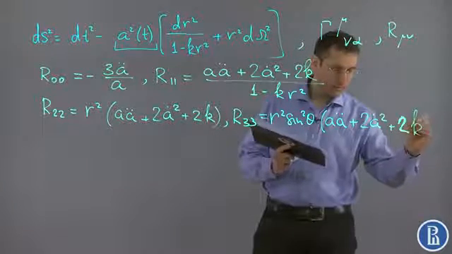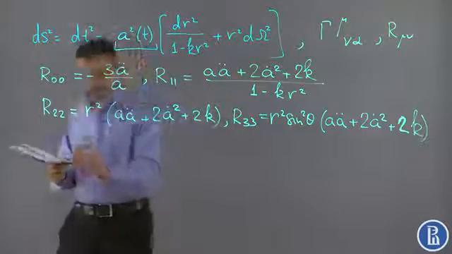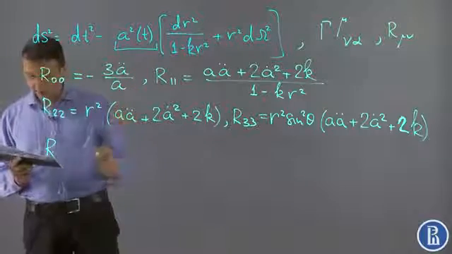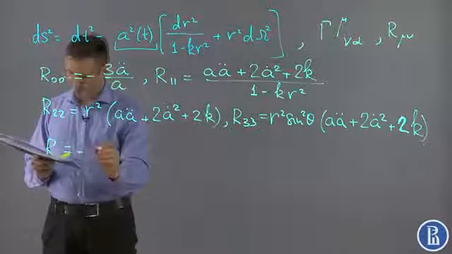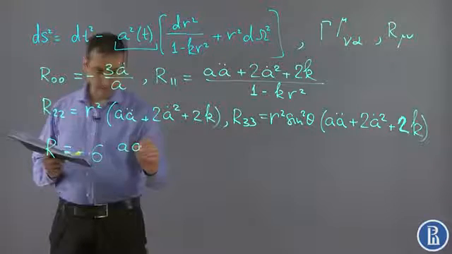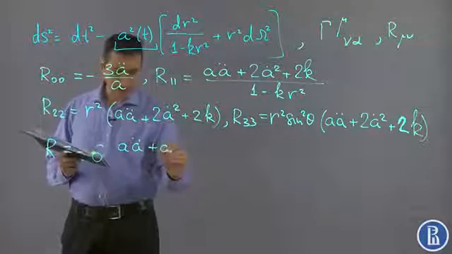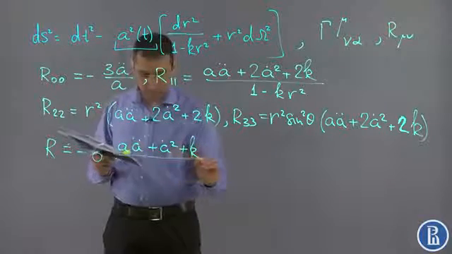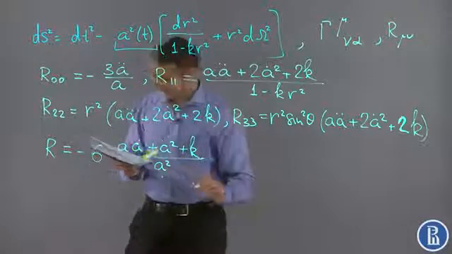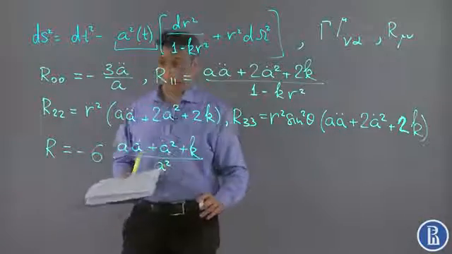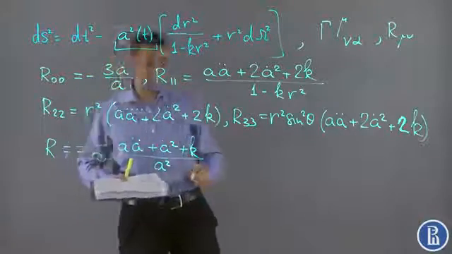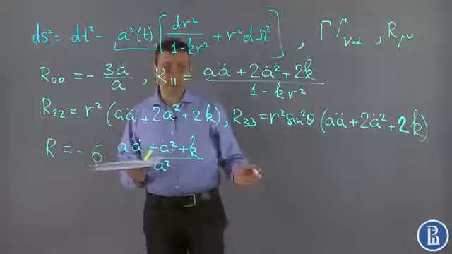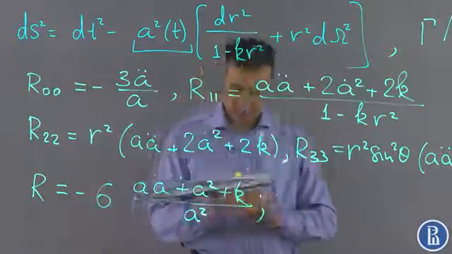And then the Ricci scalar following from this Riemann tensor and this metric is minus 6 times a double dot over a plus a dot squared over a squared plus k over a squared. To find the behavior of a of time, to find this function from Einstein equations, we have to specify the energy momentum tensor.